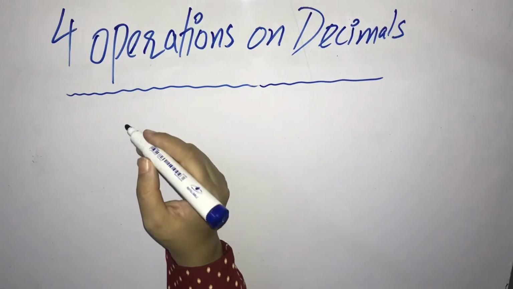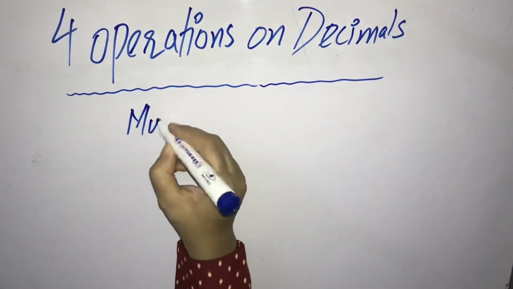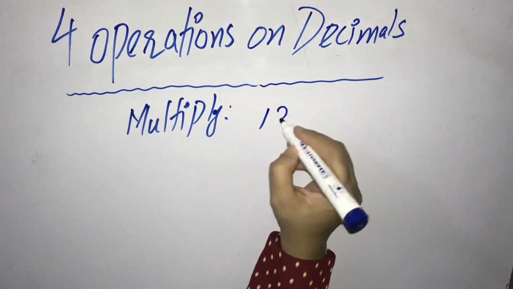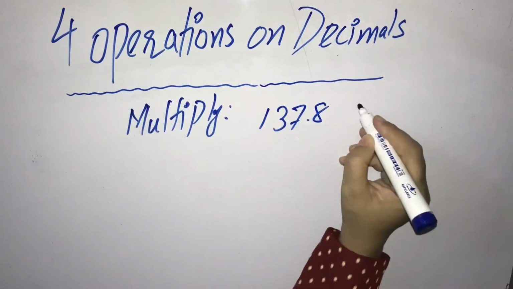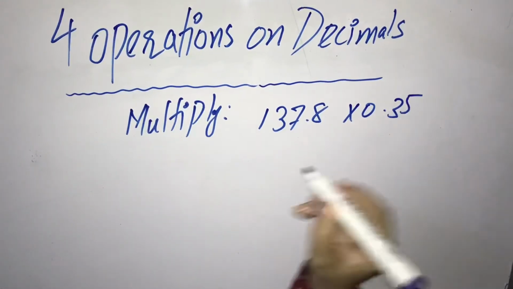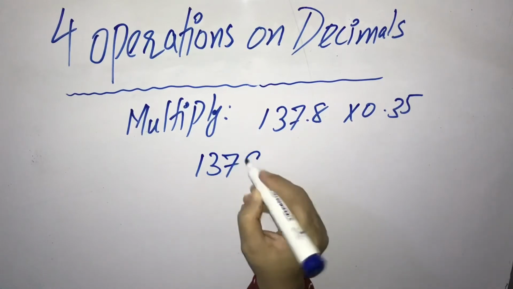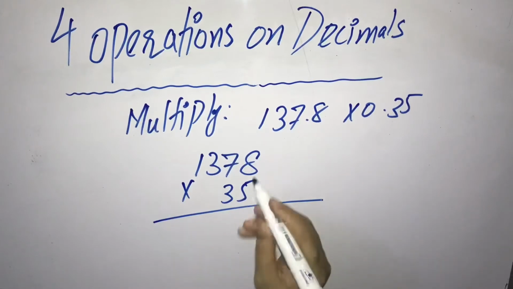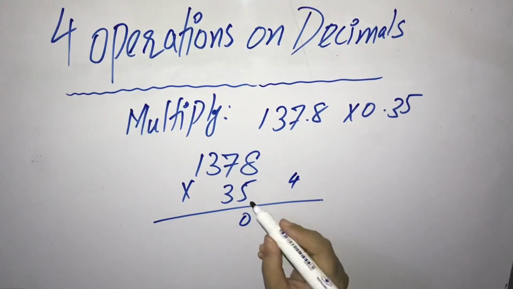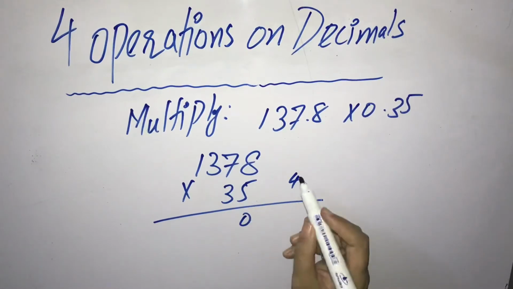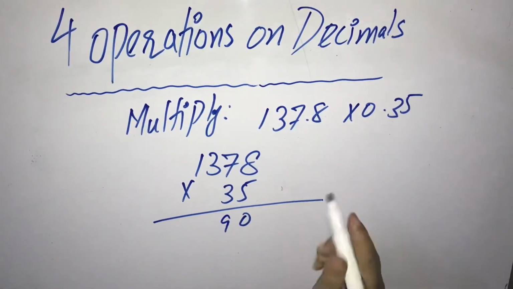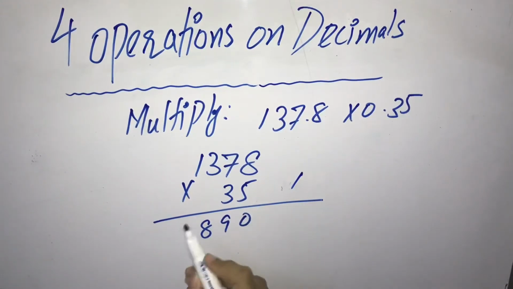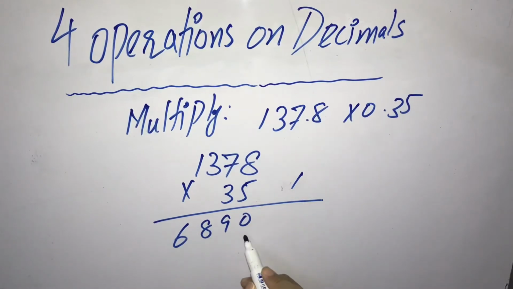The third operation is multiplication. If we have to multiply 137.8 with 0.35, we will write both numbers without decimal and do the usual multiplication. 5 8s are 40, 4 left. 5 7s are 35 and 4 is 39, 3 left. 5 3s are 15 and 3 is 18, 1 left. 5 1s are 5 and 1 is 6. Then we put a 0 here.